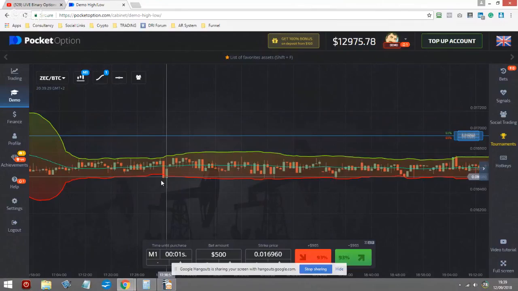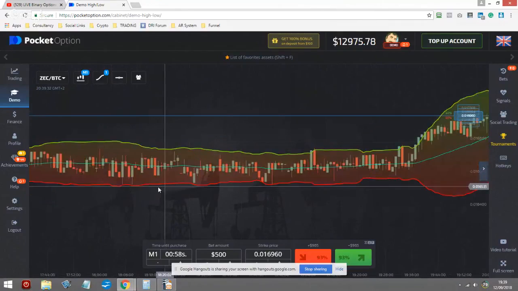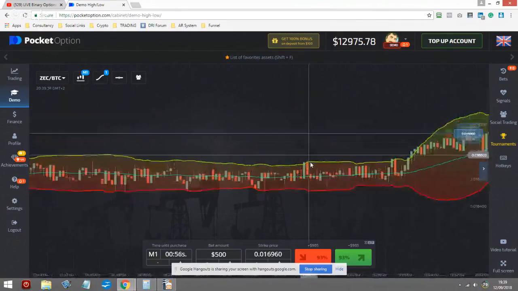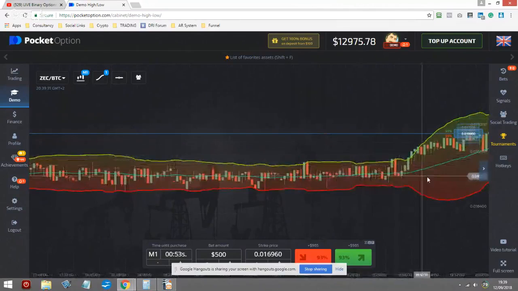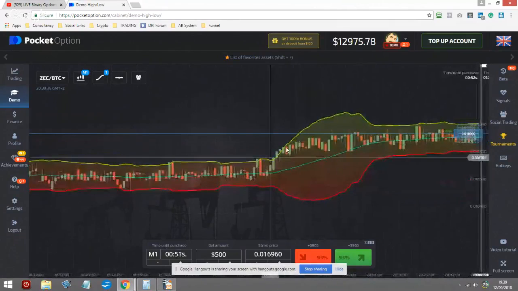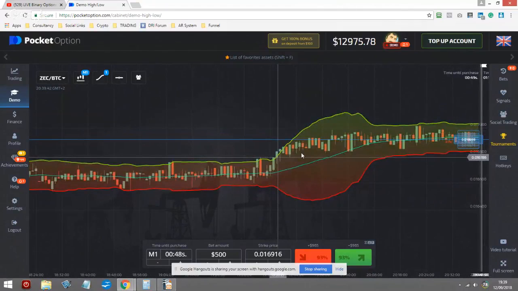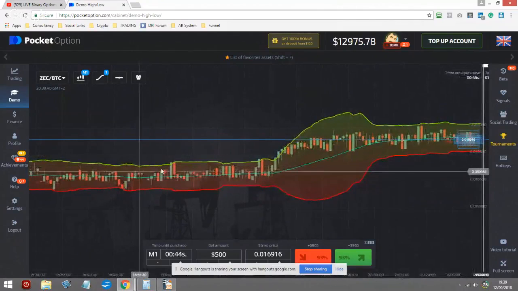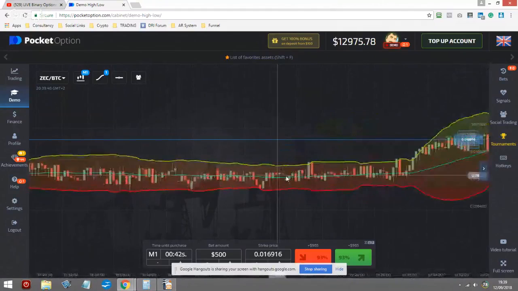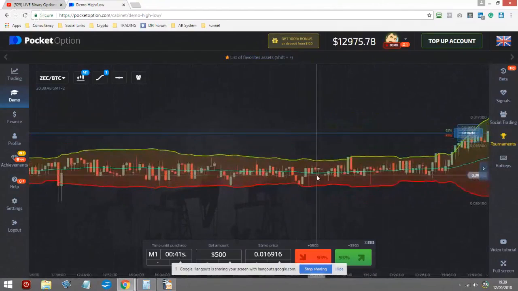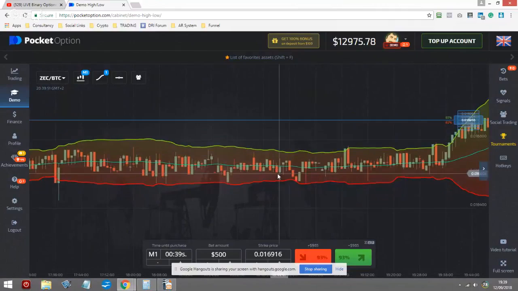You would have had a winning bet there, and there. You would have lost here. So you would have won 3, lost 1, and that would have been it. So you can see, if we just focus on this area here, that the deviation of 3 has made those bands really quite wide.